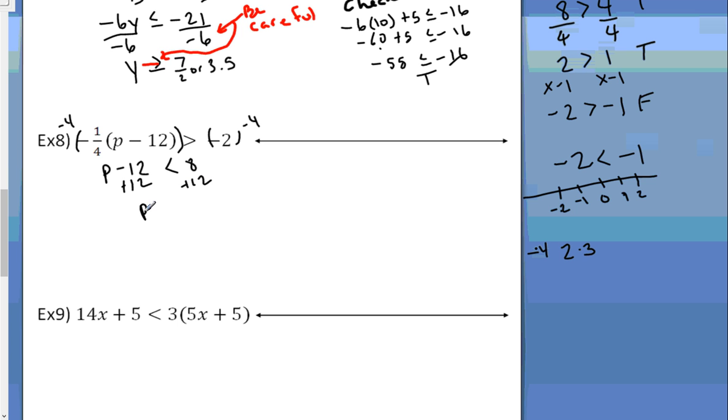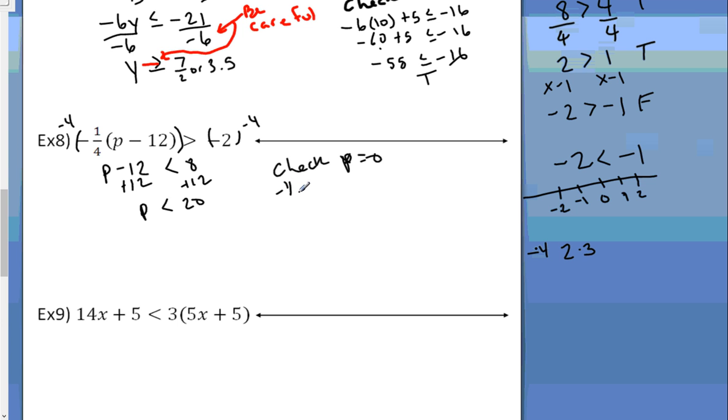Right? And we end up with p is less than 20. Check it. Give me a number that's less than 20. How about 30? I'm sorry, how about 0? What's a number less than 20? Not x, right? P. P is 0, right? Because 0 is less than 20. Let's check it with 0.